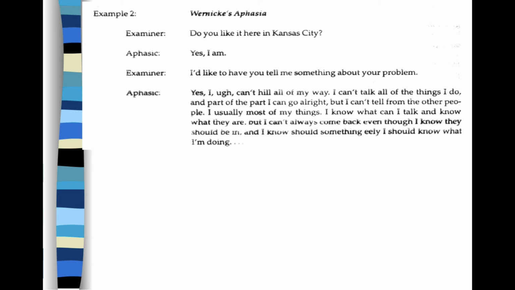And when you listen to somebody with Wernicke's aphasia, you think, oh yeah, I'm catching on, and then you lose them again, which is very frustrating for you and for them. So it seems to me that the patient here is trying to talk about his problem. This is a male patient as well. When he says, I can't talk all of the things. And when he says, I cannot tell from the other people.